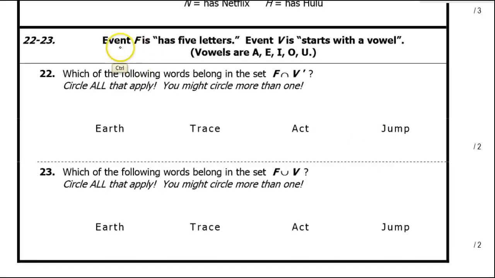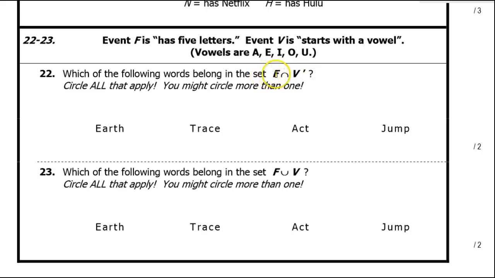Now, event F has 5 letters. Event V starts with a vowel. Vowels are A, E, I, O, and U. Which of the following words belong in the set F and not V? Even though we don't have a Venn diagram this time, we can still use one of the strategies that I showed you to do this problem.